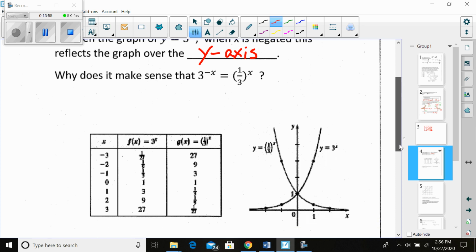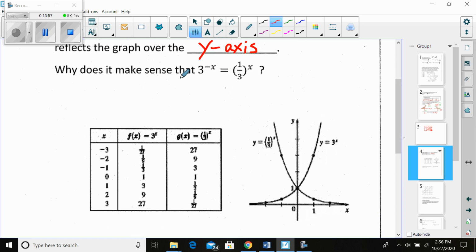And so that's why it should make sense to you that 3 to the negative x is the same as 1/3 to the x, right? We know that from our rules with exponents.